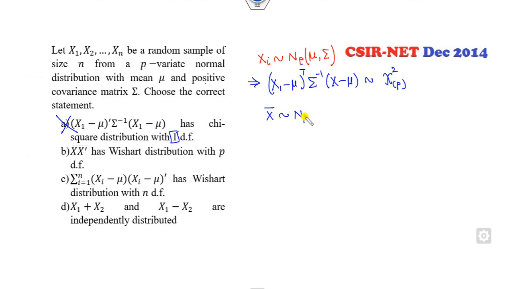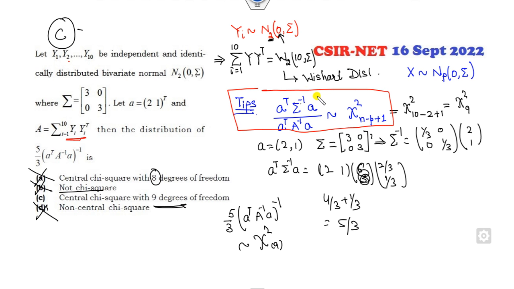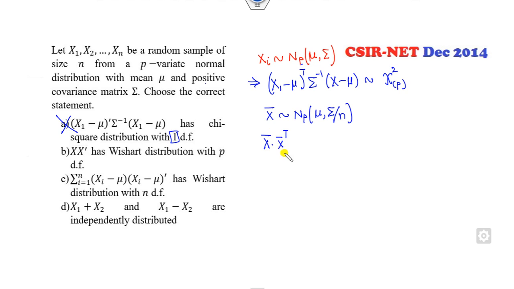will follow my normal distribution with mean mu and variance sigma by n. Now x bar times x bar transpose is the same as y times y transpose. Fine. This is a distribution with parameter p, degrees of freedom n because it has a size of n, times sigma. Sigma is my scale in this case. Now what is that? How many? What is the degree of freedom? This is my degree of freedom. This is my scale parameter.